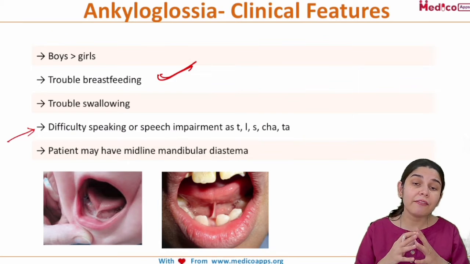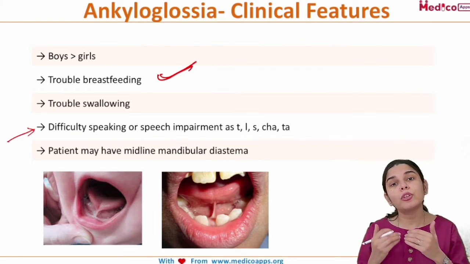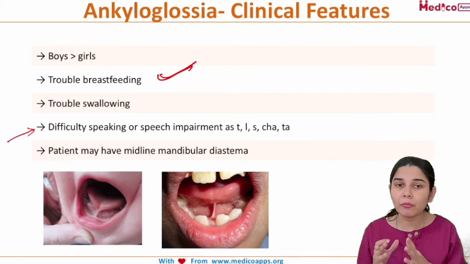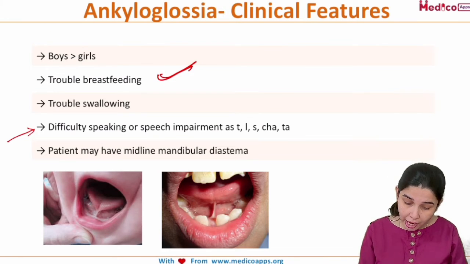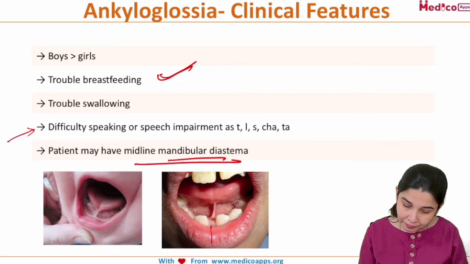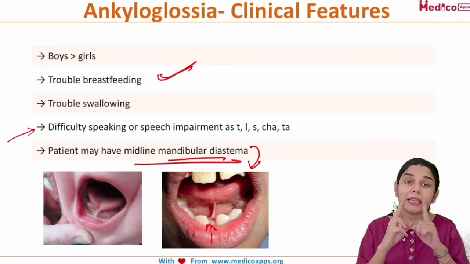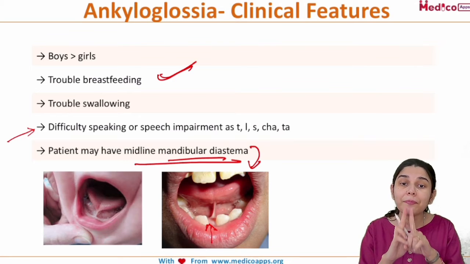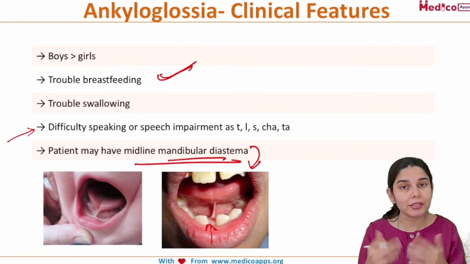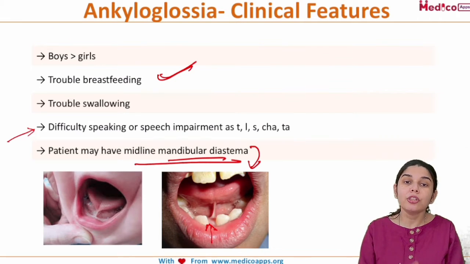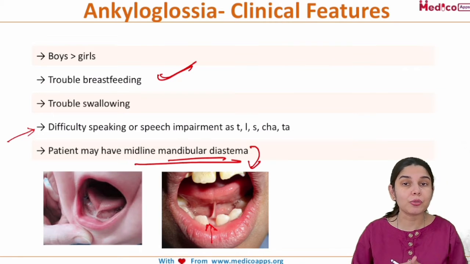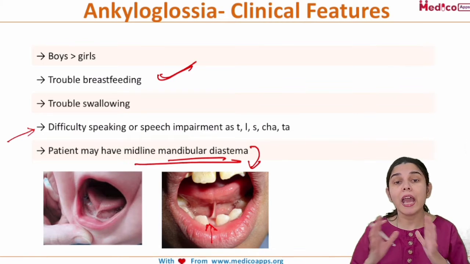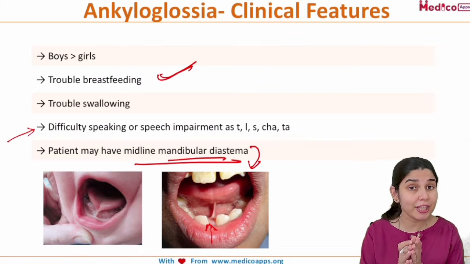And lastly, if you have a tongue tie, even if not to that certain limit of limited tongue movement, the patient might have a midline mandibular diastema, and this is the midline diastema which I am discussing here. So the anterior incisors, the central incisors in the mandible, will be in a diastema state. There will be space between the two central incisors, and that is what you call diastema. So all these are important clinical features with which the patient will present to us, and we can easily say that this condition is ankyloglossia.